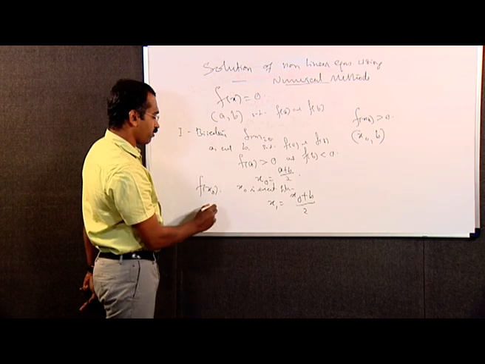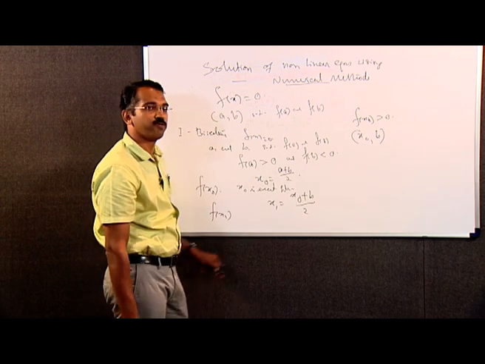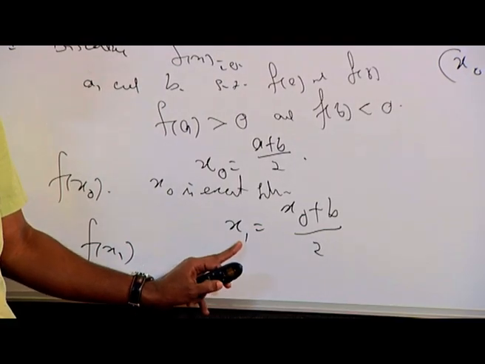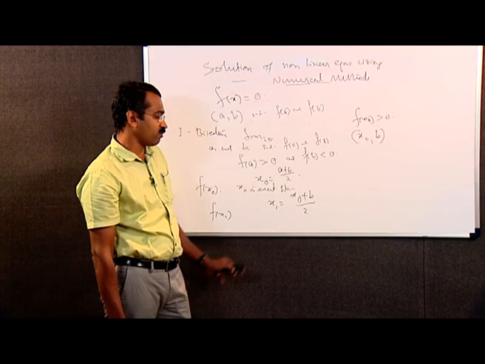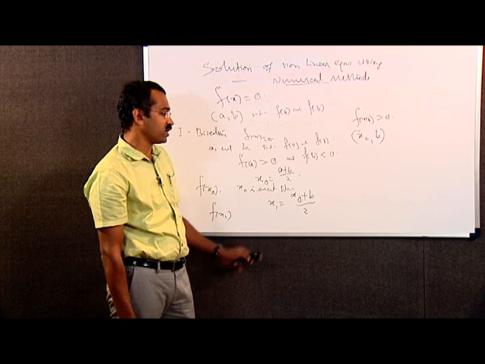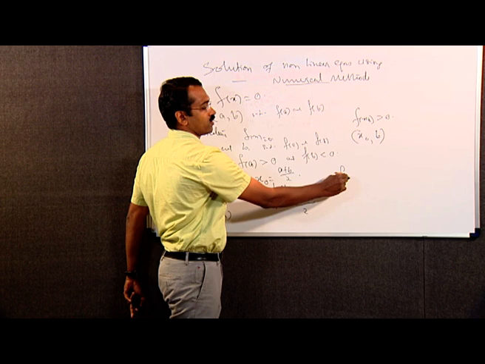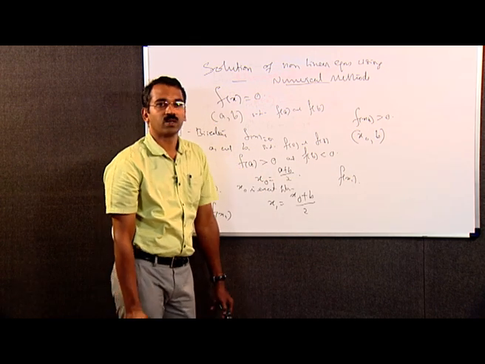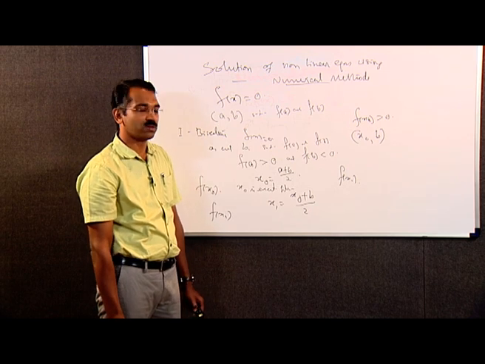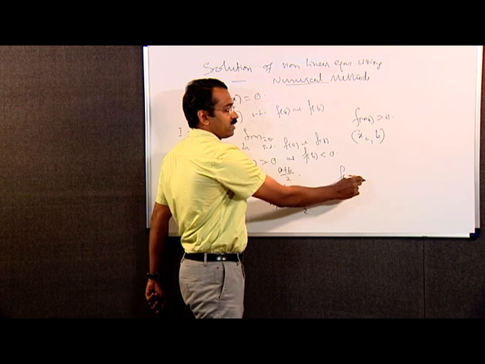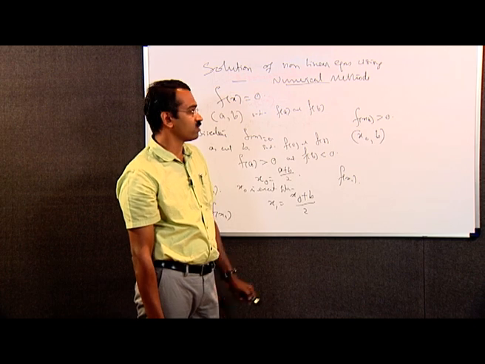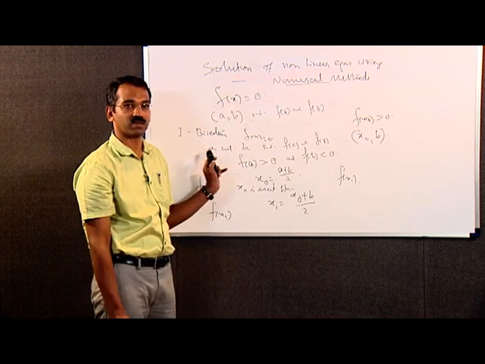Now, we evaluate f of x 1. If f of x 1 is equal to 0, then x 1 is the exact root. Otherwise, we find the next interval of approximation depending on the sign of f of x 1. Continue in this manner. In a finite number of steps, we get the approximate value of the exact solution. This is the method, that is method of bisection.